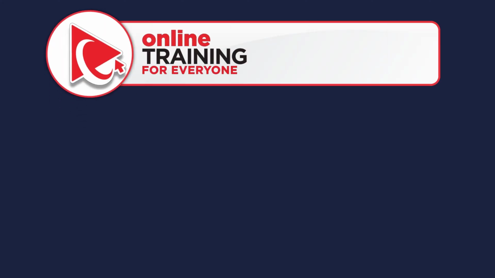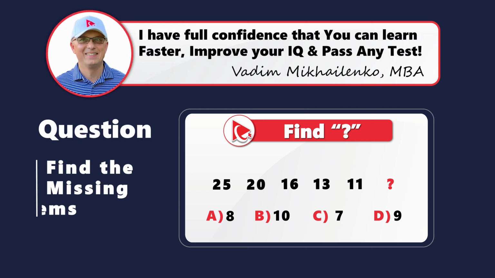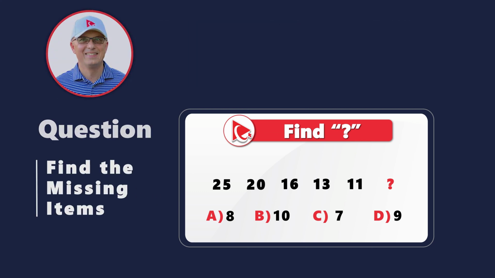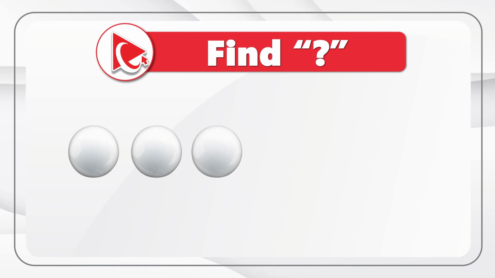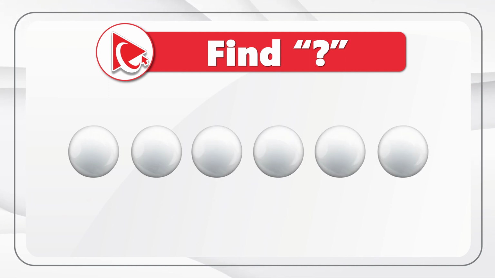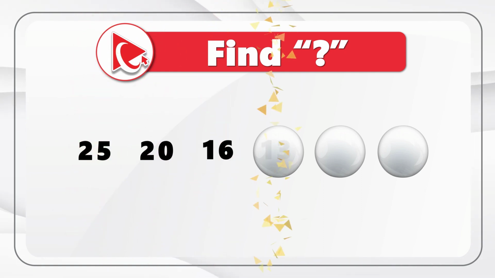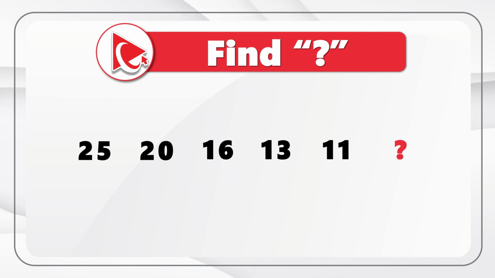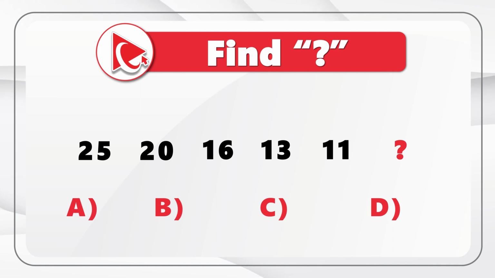I enjoy solving pattern questions because they're so easy to understand, but sometimes not so easy to solve. We're presented with a sequence of numbers, and we need to find the missing number, which is the next in the sequence. The numbers are 25, 20, 16, 13, 11, and then comes the missing number. You need to calculate the missing number out of 4 possible choices. Choice A is 8, choice B is 10, choice C is 7, and choice D is 9.